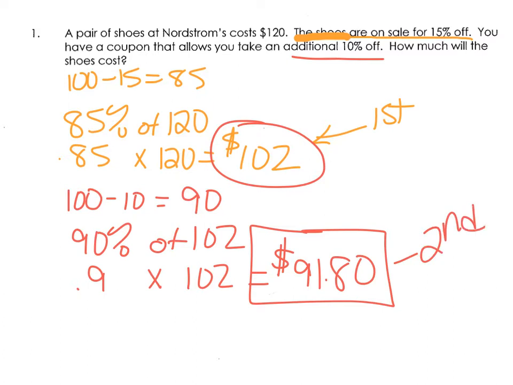So again, notice we took each discount one at a time. Now, I want to talk for a minute about what you can't do. Some students like to take these two percentages and add them together to get 25%, and then find what a 25% discount would be. You cannot do it that way. That does not work. You've got to take the first discount and then take the second discount.